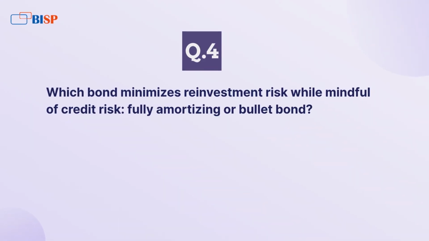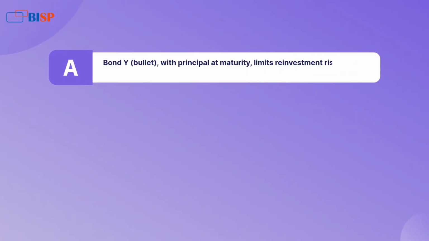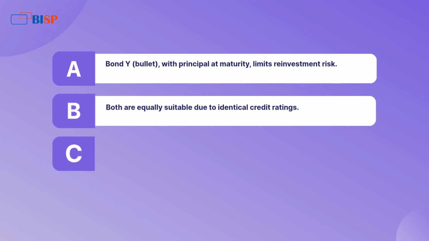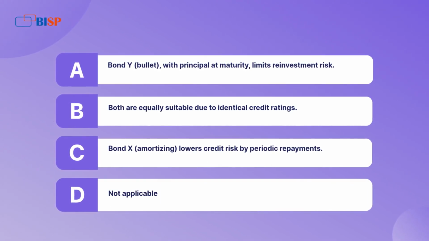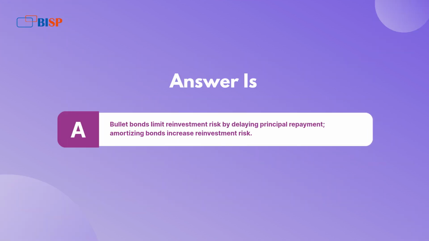Which bond minimizes reinvestment risk while mindful of credit risk, fully amortizing or bullet bond? A. Bond Y, bullet, with principal at maturity, limits reinvestment risk. B. Both are equally suitable due to identical credit ratings. C. Bond X, amortizing, lowers credit risk by periodic repayments. D. Not applicable. Answer is A. Bullet bonds limit reinvestment risk by delaying principal repayment. Amortizing bonds increase reinvestment risk.